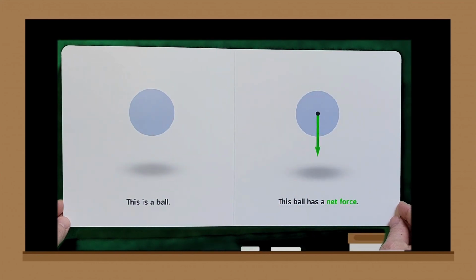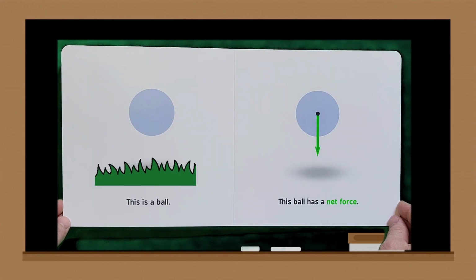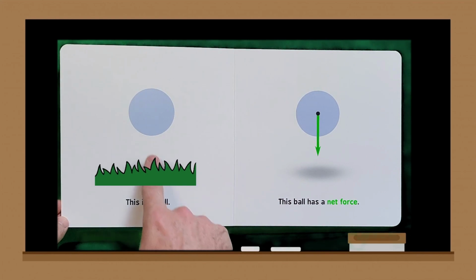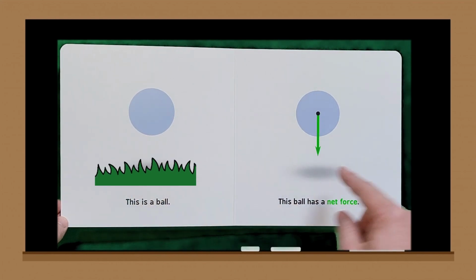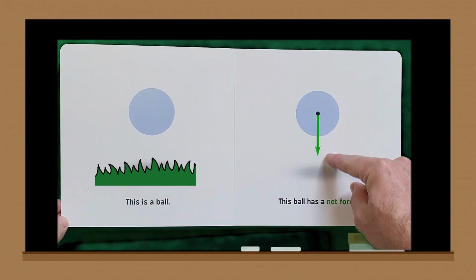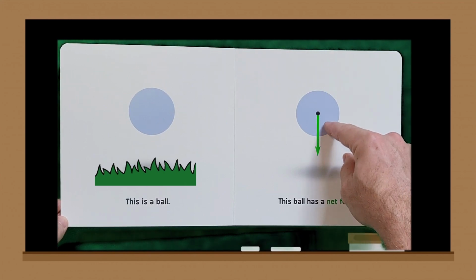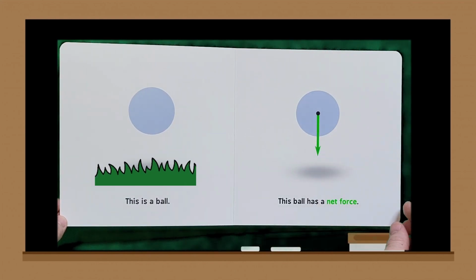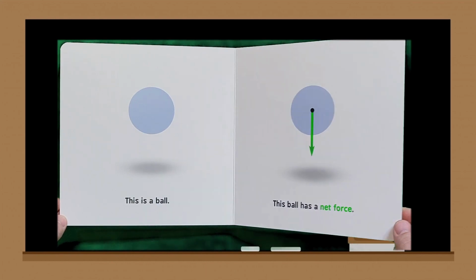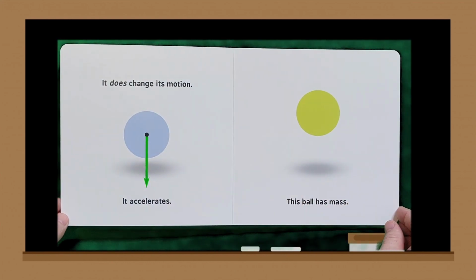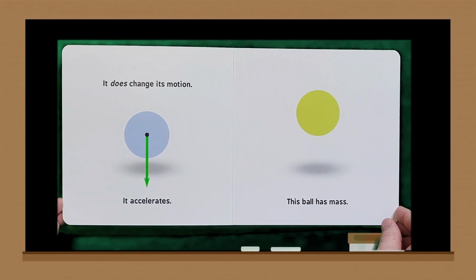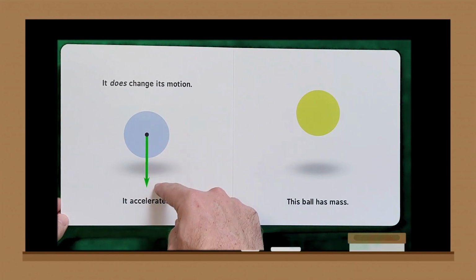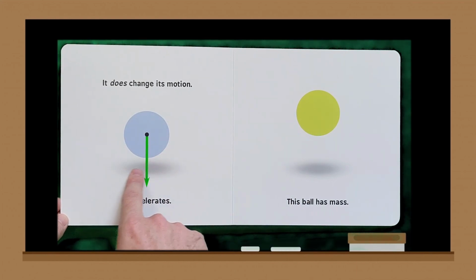This is a ball. This ball has a net force. See how the ball is in the air? And look, the green arrow, it has a net force of gravity. It does change its motion. It accelerates. See how it accelerates with the force of gravity towards the ground?